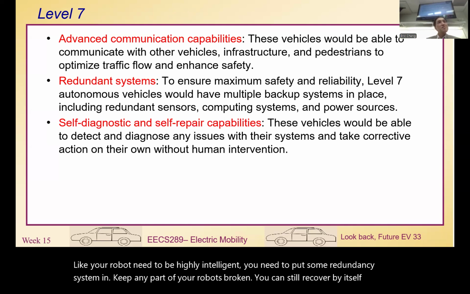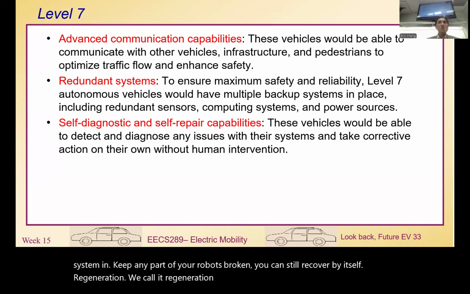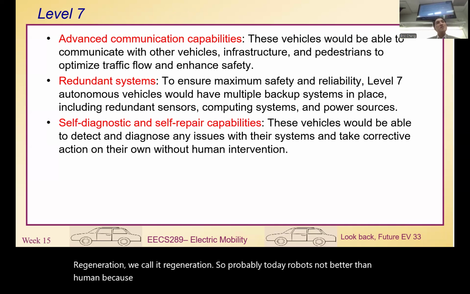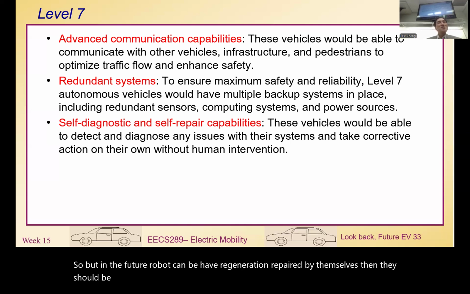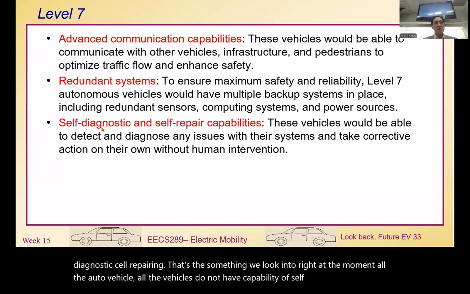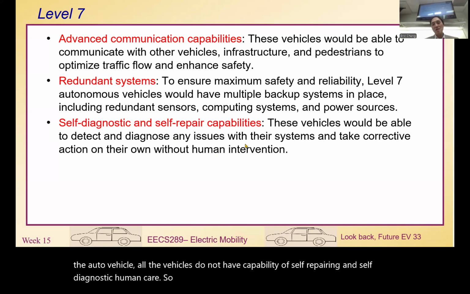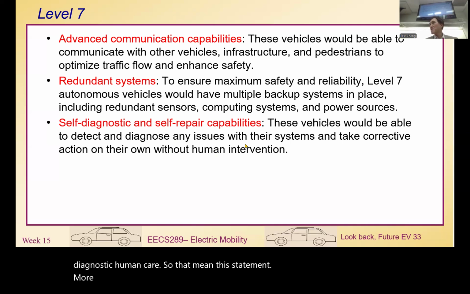We call it regeneration. So probably today, robots are not better than humans because they don't have regeneration. But in the future, robots can have regeneration and repair themselves. Then they would look more like the movie Terminator, right? Anyway, self-diagnostic and self-repairing are something we look into. At the moment, no vehicles have the capability of self-repairing and self-diagnostics. Humans can. So in the future, level 7 vehicles should be able to do that. How they do that, we're not quite sure.